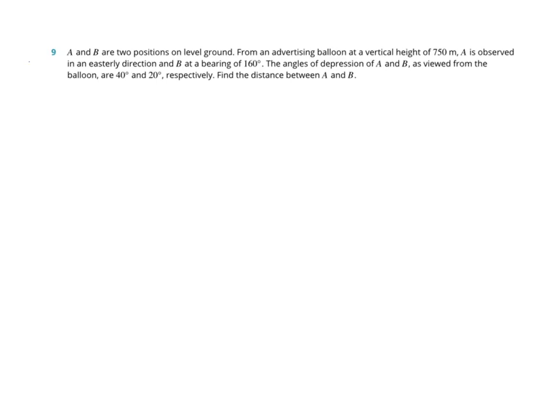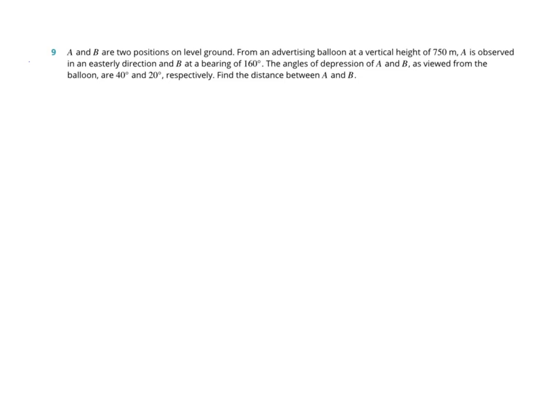Okay, A and B are two positions on ground level from an advertising balloon at a vertical height of 750. A is observed in an easterly direction and B is on the bearing of 160 degrees. The angles of depression of A and B as viewed from the balloon are 40 and 20 respectively. Find the distance between A and B.